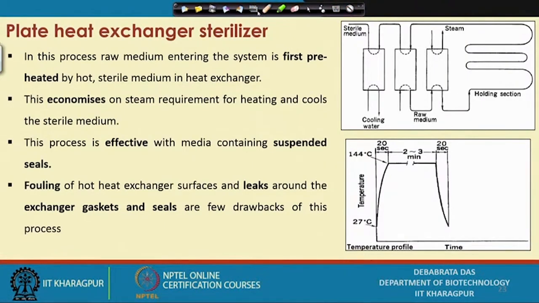Now, the plate heat exchanger is what is mostly used by industry. They have different heat exchangers. Suppose this is 1, this is 2, this is 3, am I right? They use 3 exchangers. Now, here these 2 they call economizer.